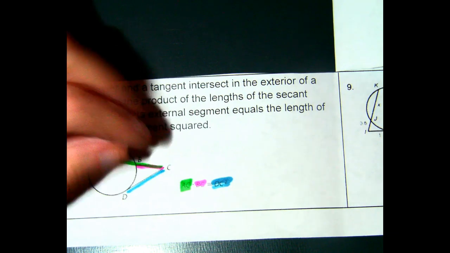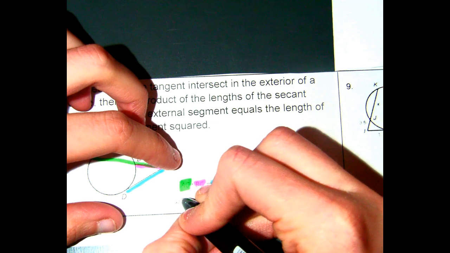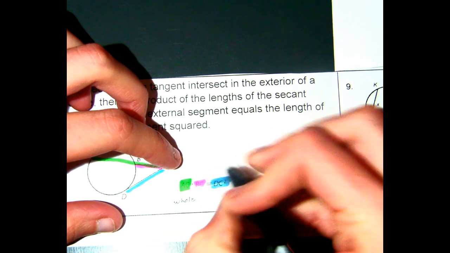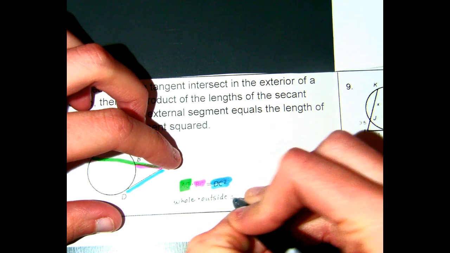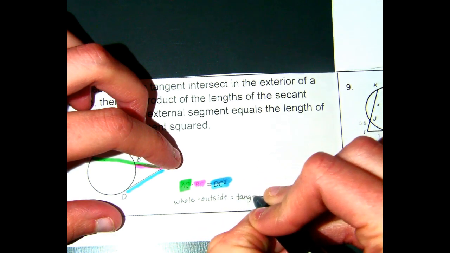Alright, so, in case you need some way to remember it: whole times outside equals tangent squared. The tangent segment.